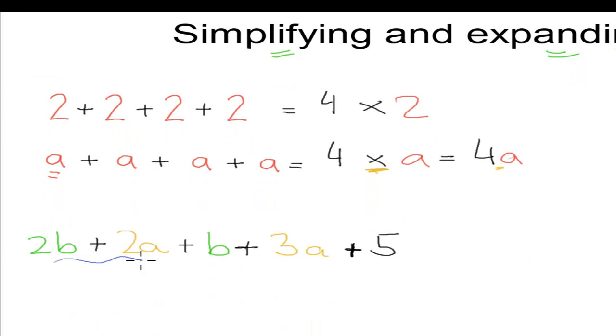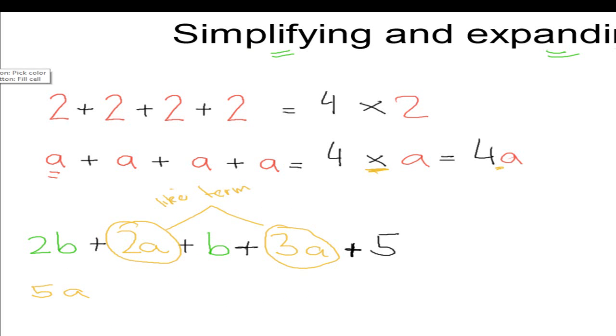If we have this expression right down here. So it says 2b plus 2a plus b plus 3a plus 5. What we can do now is we can collect like terms. So like terms are these combinations of letters and numbers that have the same pronumerals. In this case, 2a plus 3a, what we can do is we can just add those together because they are like terms. So we say 2a plus 3a is 5a.